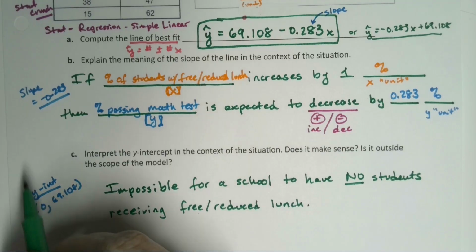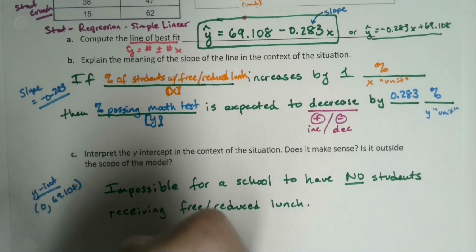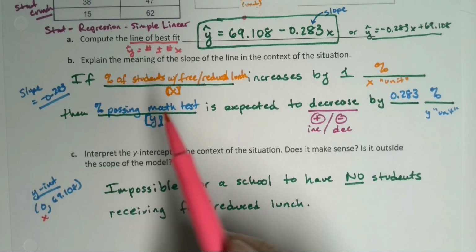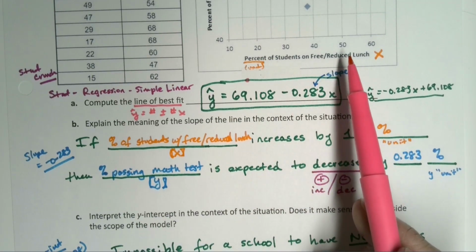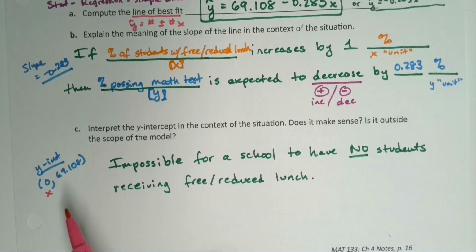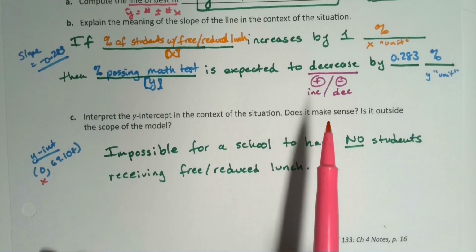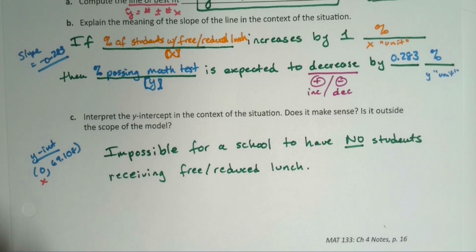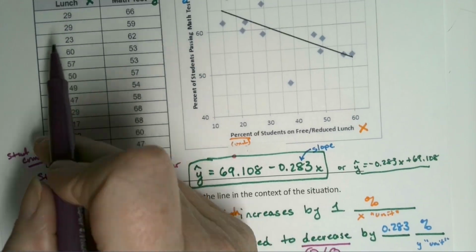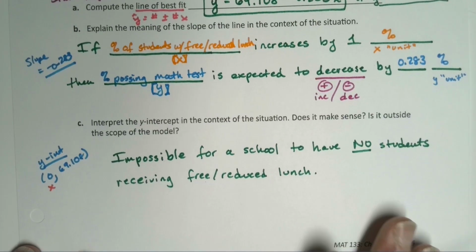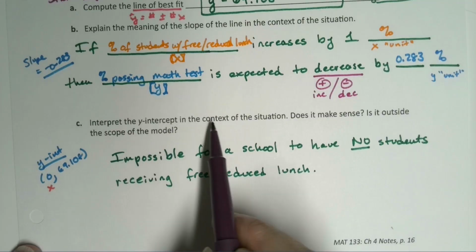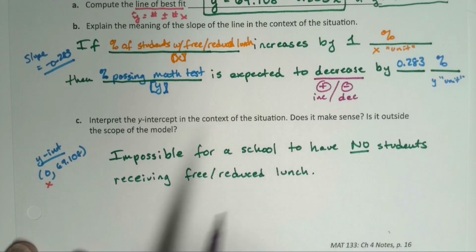Right? And it's important that you understand that that's the x. And you have to tie it back to what the x variable was, which was the percent of students on free reduced lunch. That's the part that makes no sense. You would never have a school have nobody at all on free reduced lunch. Now, is this outside of the scope of the model? Yes, right? So outside the scope of the model, for sure, because there were no schools in our data set that were remotely close to x equals 0. So I've answered the first part, right? I interpreted insofar as it does not make sense.